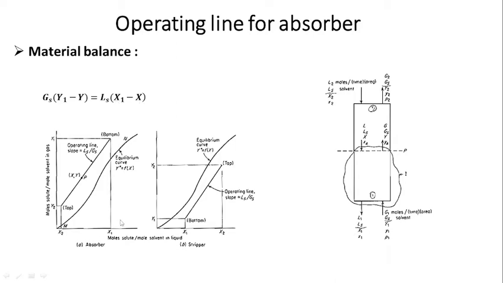So this is the equilibrium curve or solubility curve. The operating line will be above the equilibrium curve in case of absorber, but the operating line will be below the curve for stripper. The slope of operating line will be Ls by Gs.